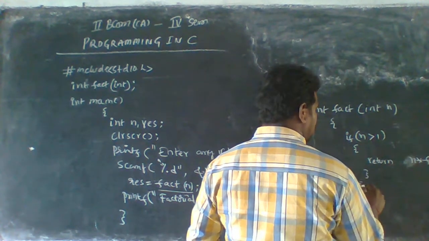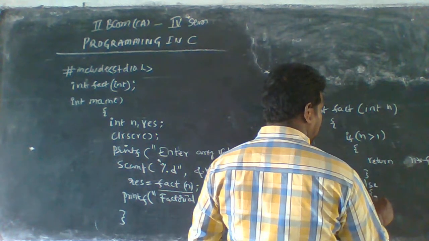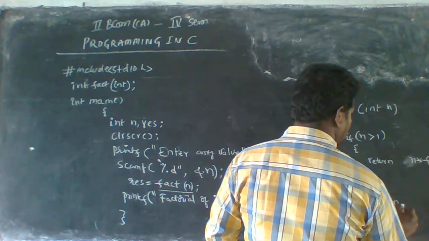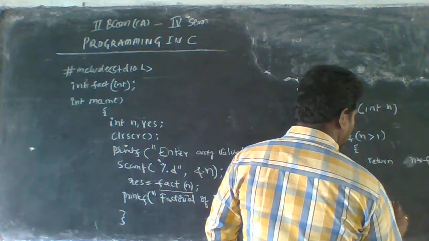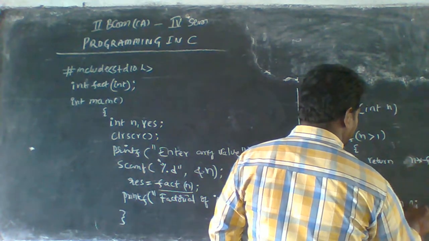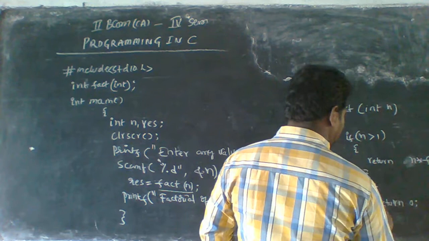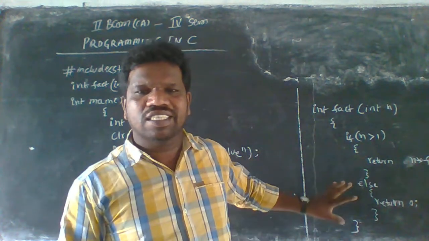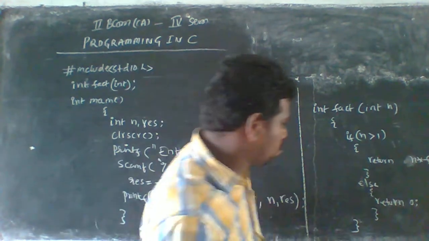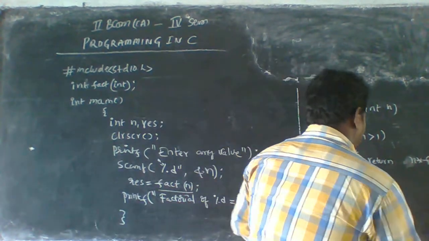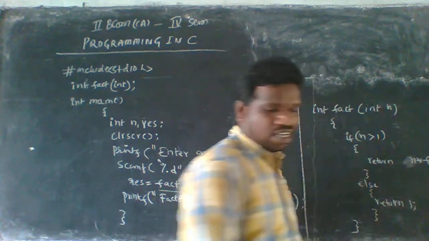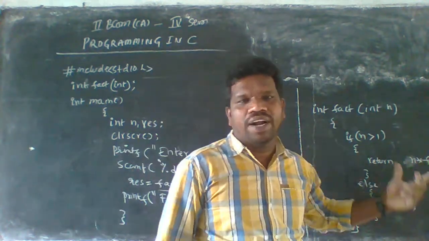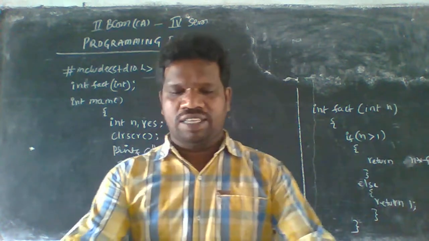And else, in this section we simply return 1, and we close this process and close these braces. Okay, this is the program of the factorial number, and let me explain how it is going to execute the program here.